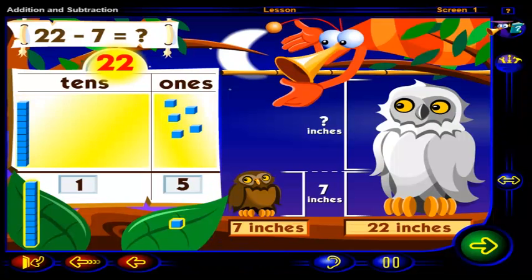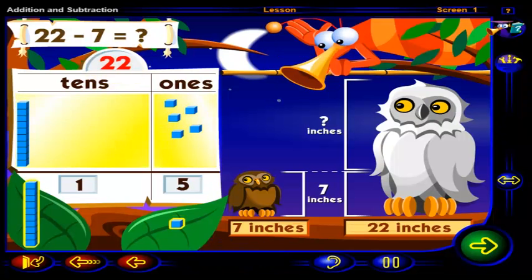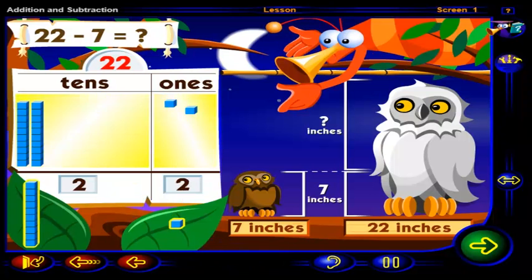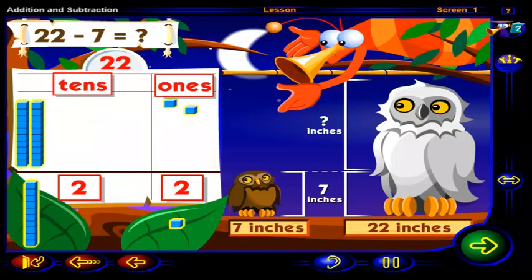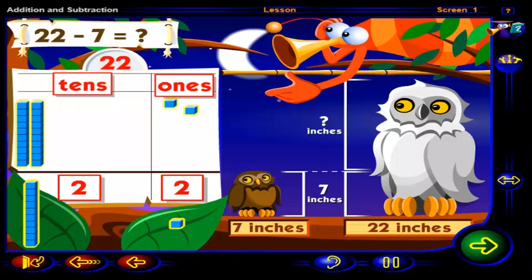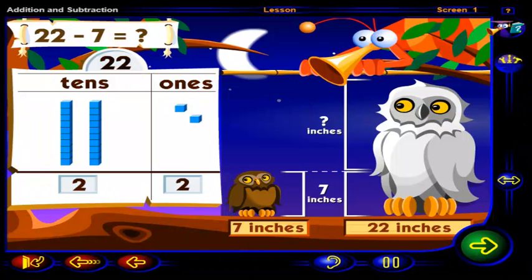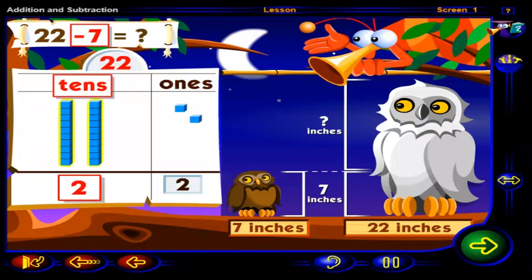Those blocks do not show 22. Try again. That's right. 2 10s and 2 1s show 22. We want to subtract 7 from 22. So we need to take 7 1s away from these 10s and 1s.